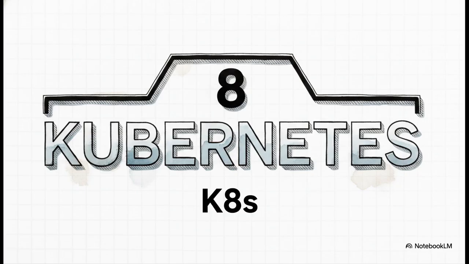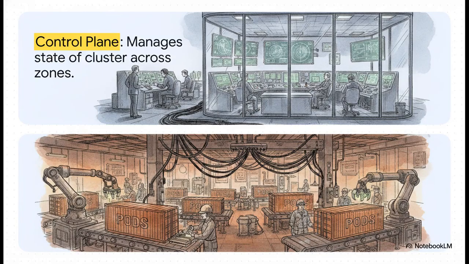Pretty clever, right? So, at the highest level, a Kubernetes cluster, which is really just a group of machines, is split into this fundamental dichotomy. On one side, you have the control plane, which is the brains of the operation, giving the orders and managing the state of the cluster, often spanning across multiple data center zones. And on the other side, you have the worker nodes. These are the ones doing the actual heavy lifting by running your containerized application workloads.